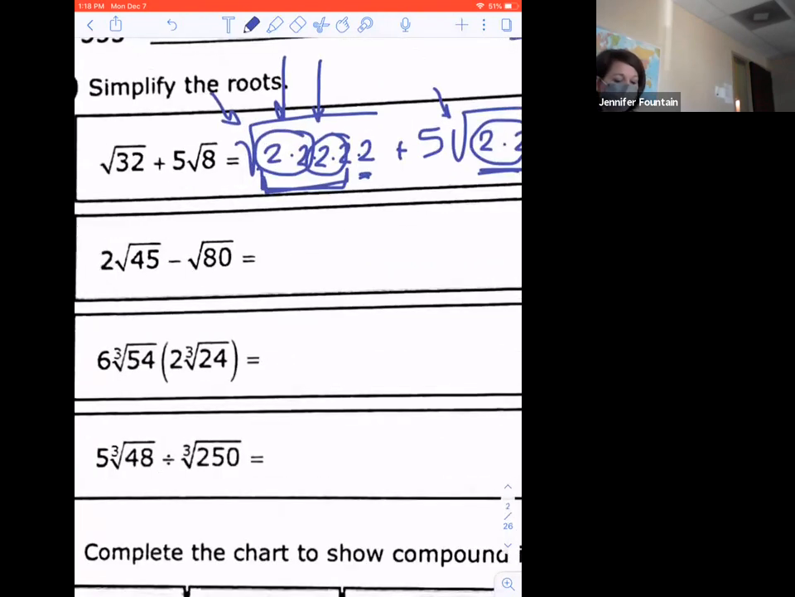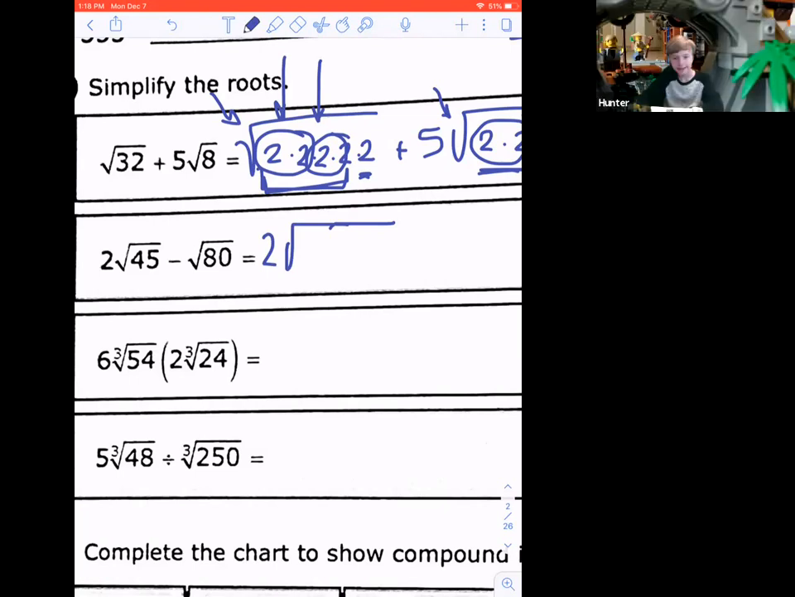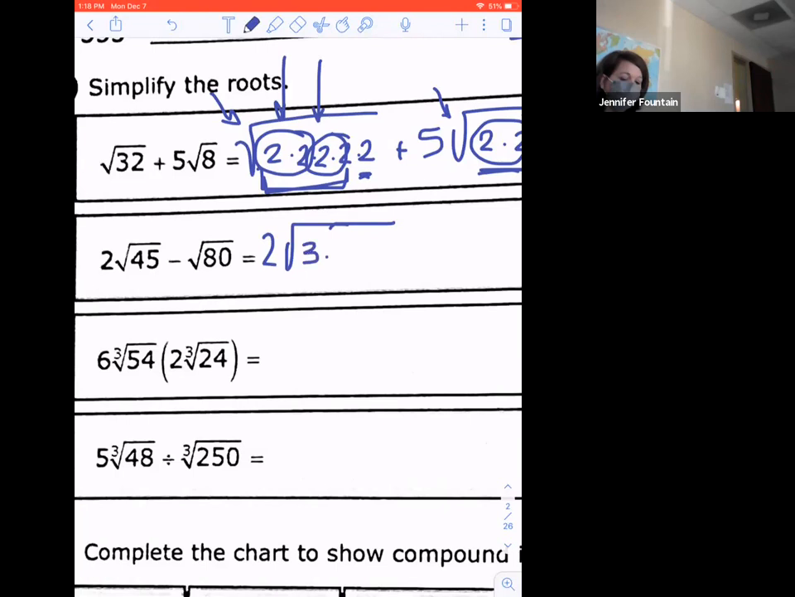Let's look at 2 times the square root of 45 minus the square root of 80. I need to break down 2 times the square root of 45. Now, 45 is not even, so I know my smallest prime factor cannot be 2. So what am I going to try next? What is my next smallest prime factor after 2? 3. All right. 3 will go into 45 15 times. So now I need to break down 15.